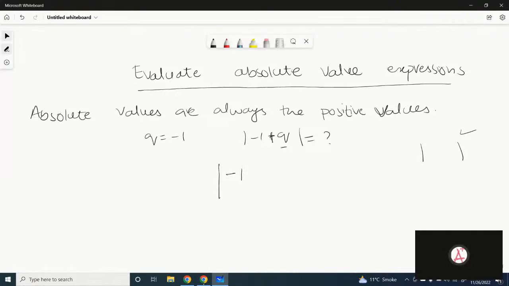Okay, replace the variable with the value. It will be -1 plus -4. Got it? You need to add two negative numbers. When you add two negative numbers, you add them: 4 plus 1 is 5, but the answer must have a negative sign, so it would be the absolute value of -5. Absolute values are always positive, so the absolute value of -5 must be +5. Got it?